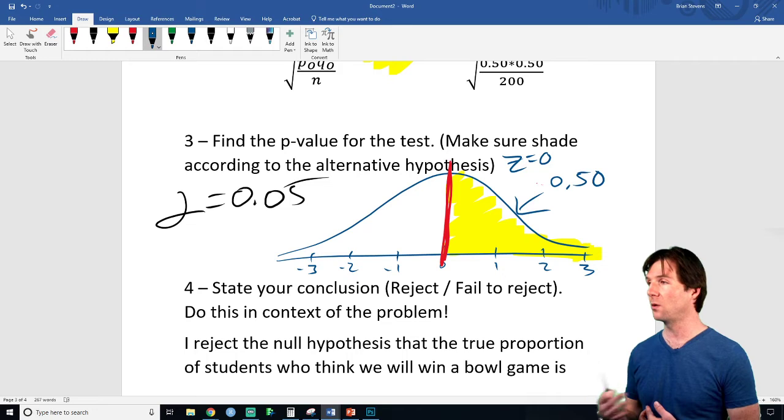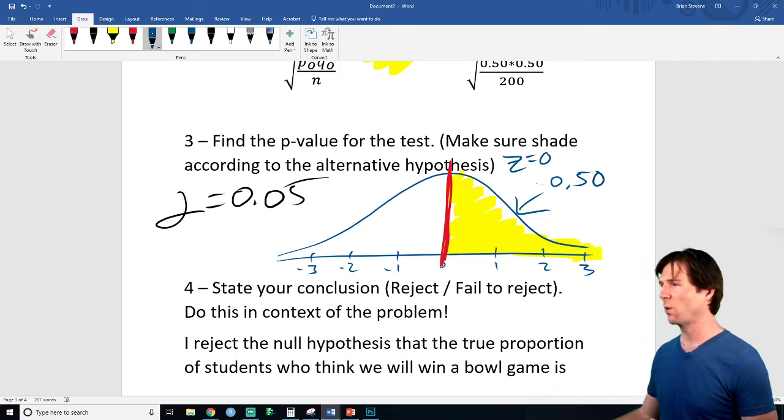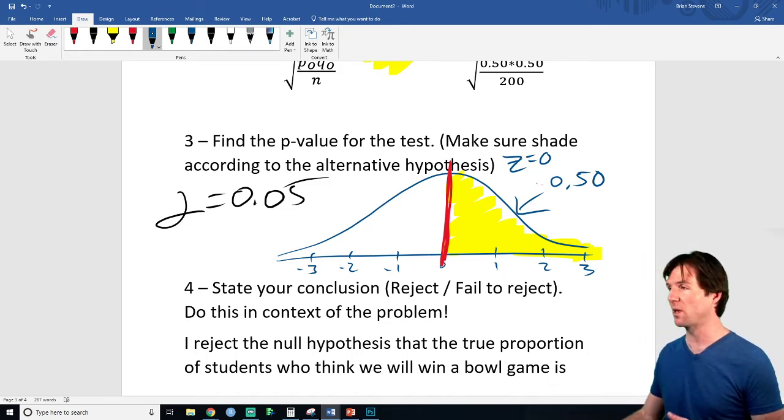All I'm doing is reading that null and alternative again. I don't have evidence that greater than 50% of students think we will win a bowl game because I do not reject the null. I fail to reject the null.